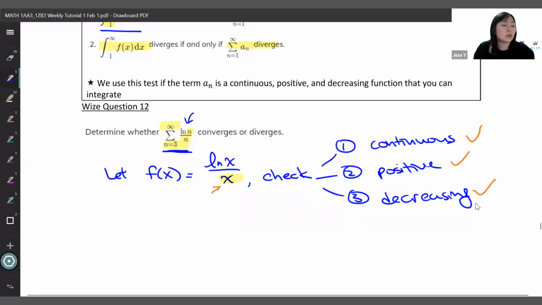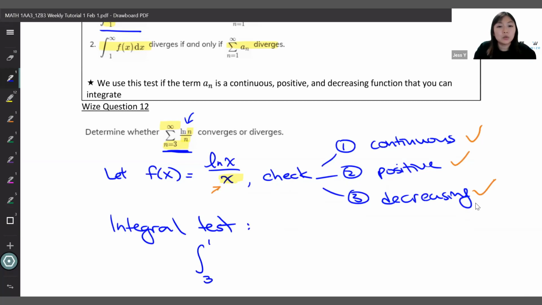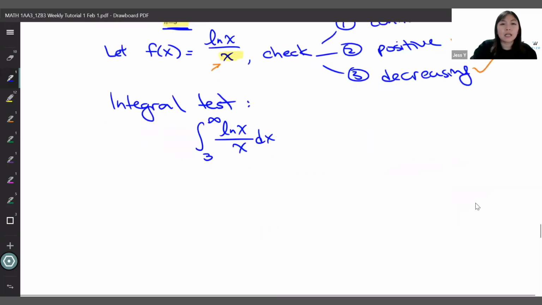And then we can use the integral test. The integral test says, okay, let's find the improper integral from 3 to infinity of this function, and we're going to see if this converges. If it does, then our series converges. If it diverges, then our series diverges. Okay, so let's go ahead and find this integral.